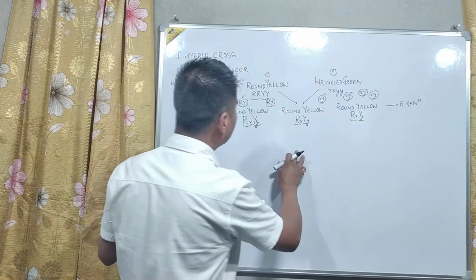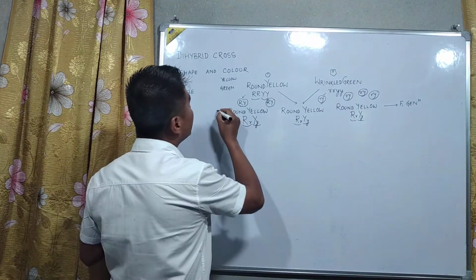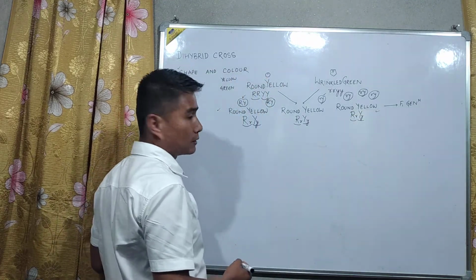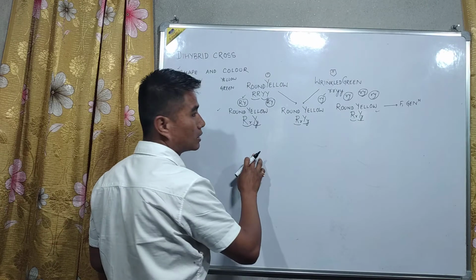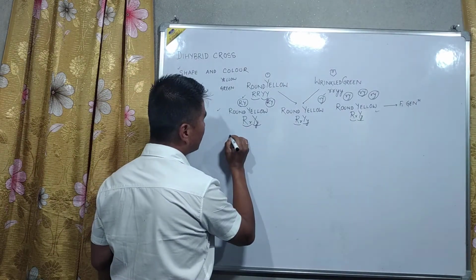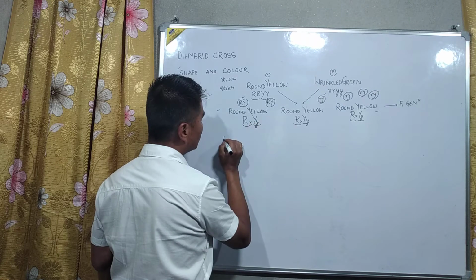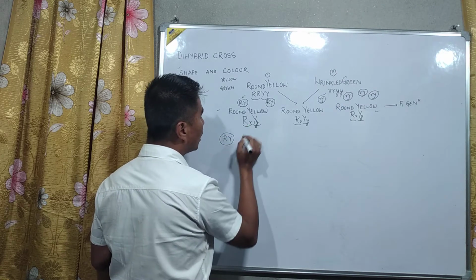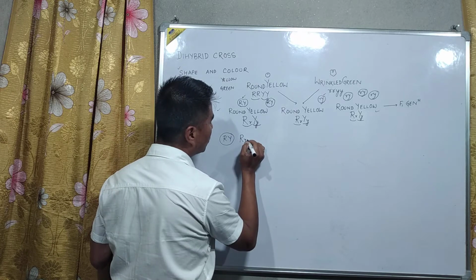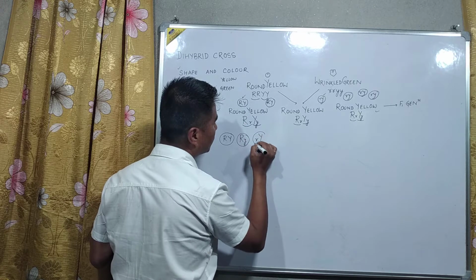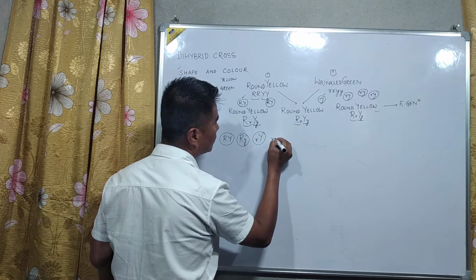Now, again, when the F1 generation plants were taken as parents and crossed with each other, suppose this and this were crossed, before crossing, what will they make? Gametes. Now, of the gametes, capital R will go with capital Y as usual, or capital R can come with small y also. Small r can come with capital Y. Small r can come with small y.